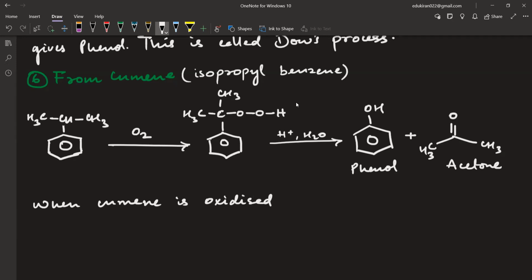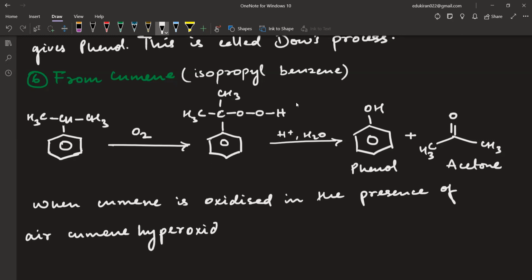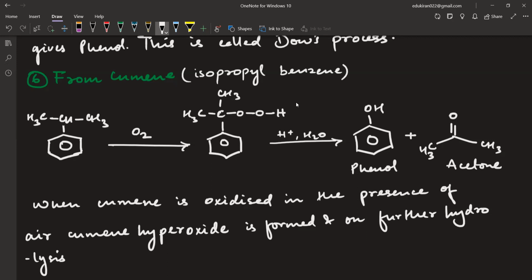When cumene is oxidized in the presence of air, cumene hydroperoxide is formed, and on further hydrolysis with H2SO4 gives phenol and acetone.